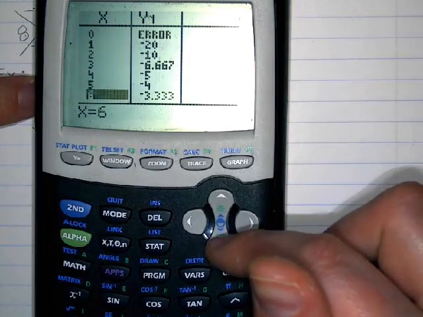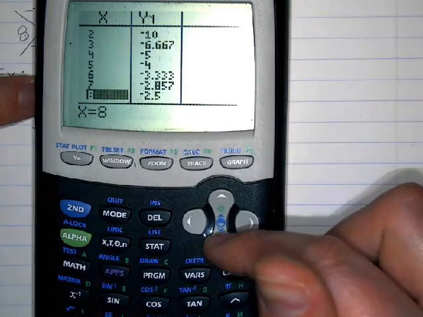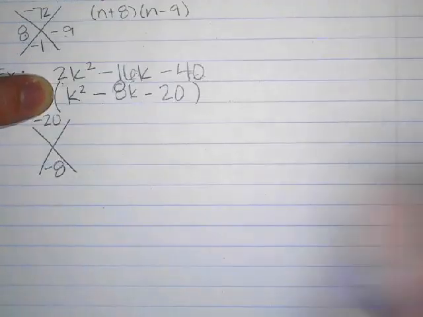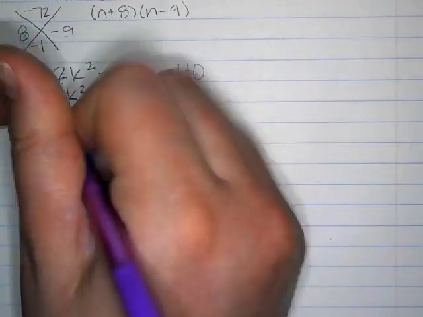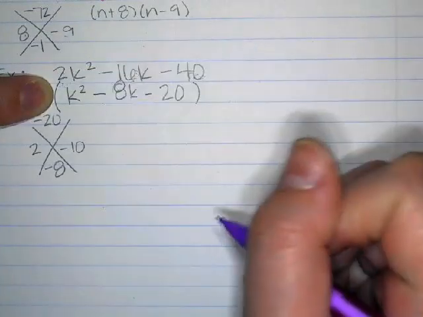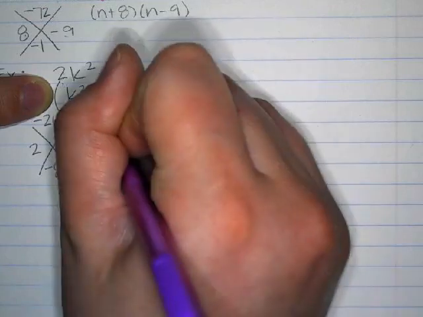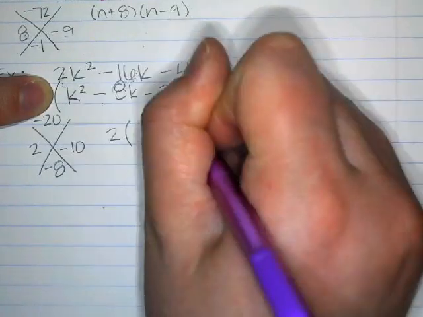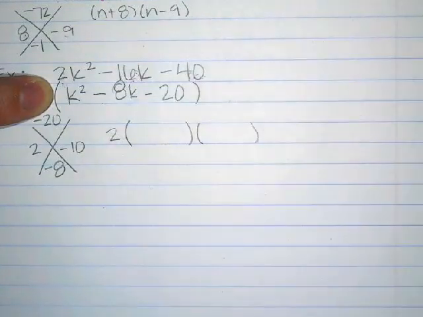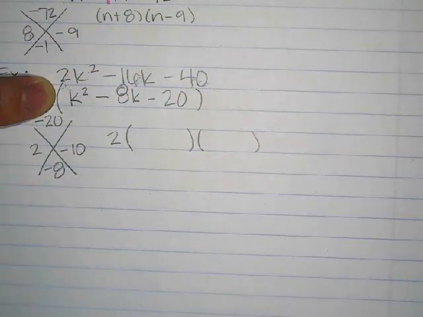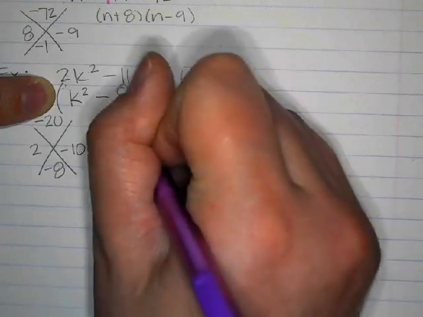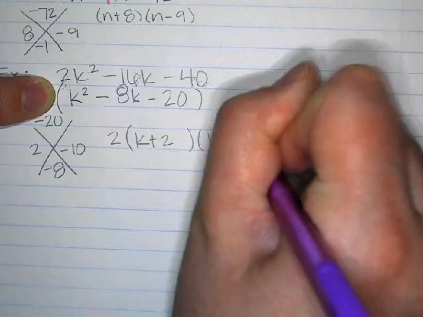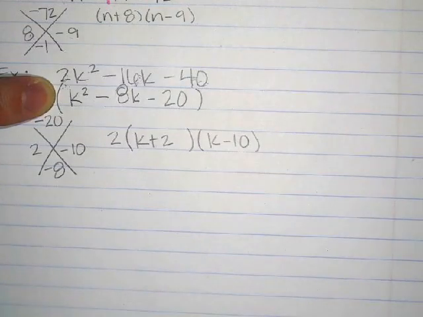Can I say it? 2 and negative... Okay, positive 2 and negative 10. So for my final answer, I'm going to have the GCF of 2 in the front, and then I'm going to have 2 sets of parentheses. And what should be in my parentheses? K plus 2, K minus 10. So it adds a little bit to the problem, but not much.